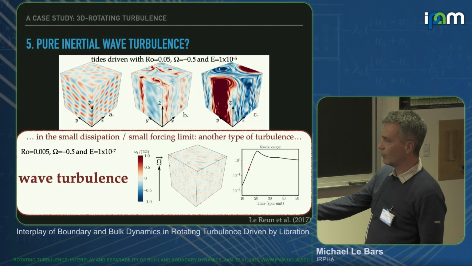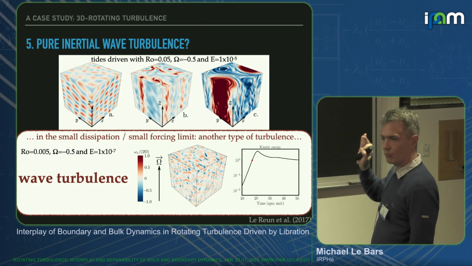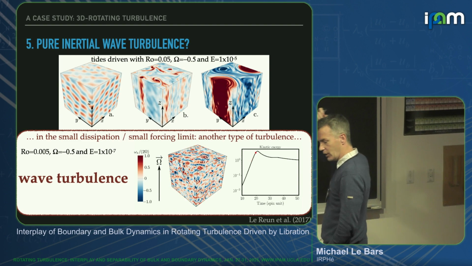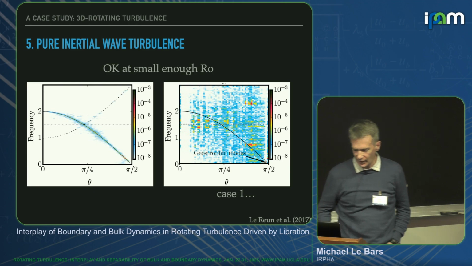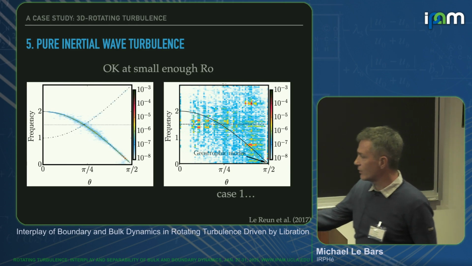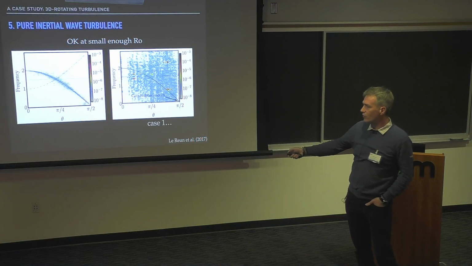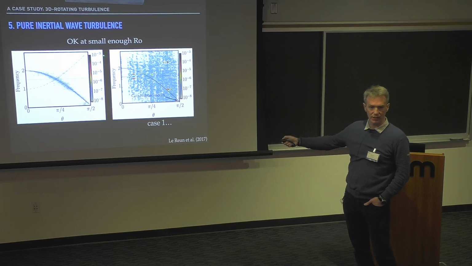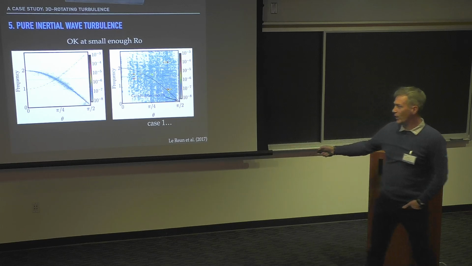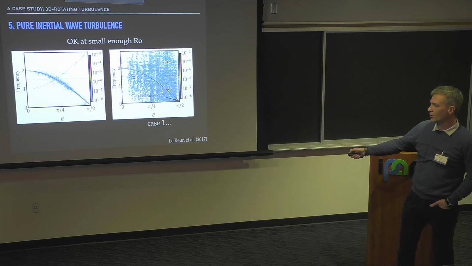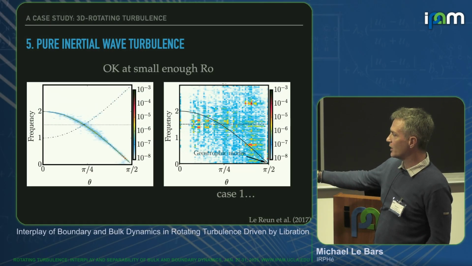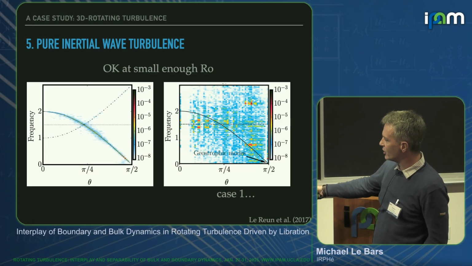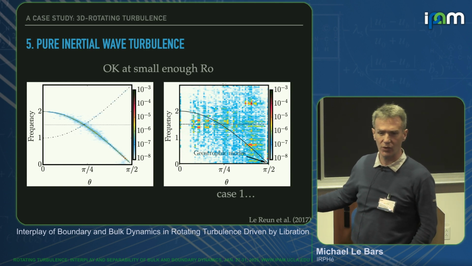So again, it's rapidly rotating, but it's completely different from what we are used to. If I come back to this nice spectrum representation with the angle of the wave vector and the frequency, and the color scale is the energy, you see that for my second case, all the energy again goes along the dispersion relation, of course. Whereas in the first case I have energy almost everywhere, and the main energy is actually right here where the geostrophic modes are.